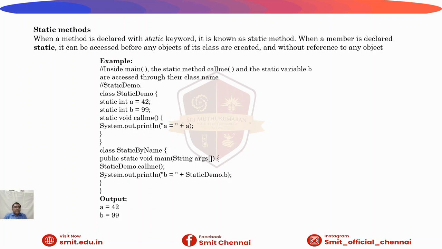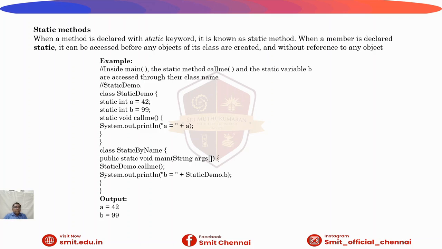When you declare a method using the keyword static, it is called a static method. When you use the keyword static, any objects which are created inside the method cannot be accessed outside. That is the meaning of the static method. So again, we take this example program. We have a class called StaticDemo. There are two static variables, a and b. The values assigned are 42 and 99. We have a static method called callMe, and a print statement printing the value of a.